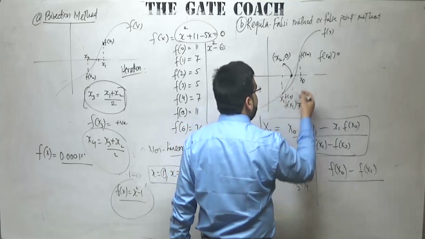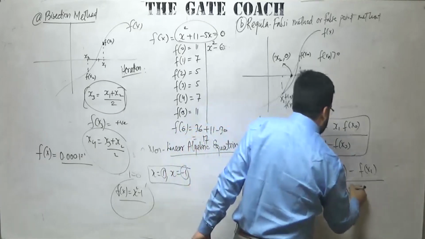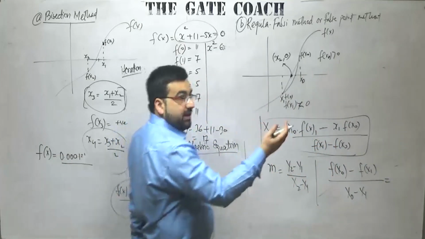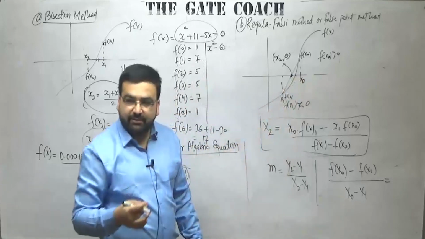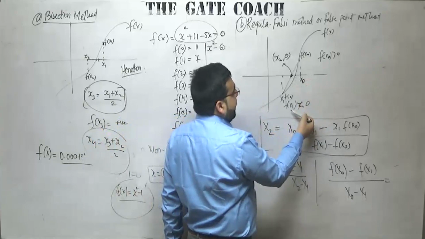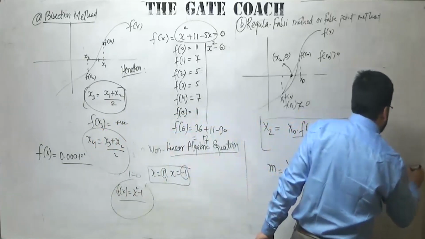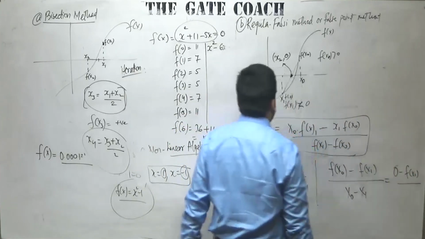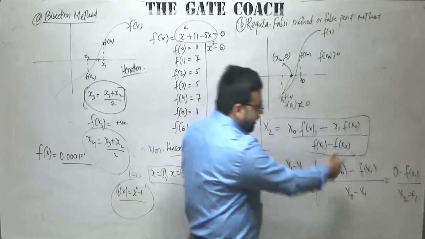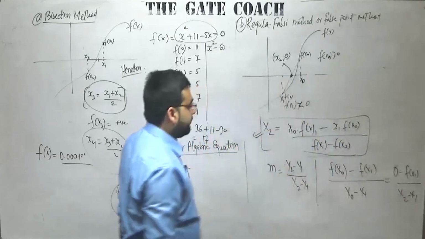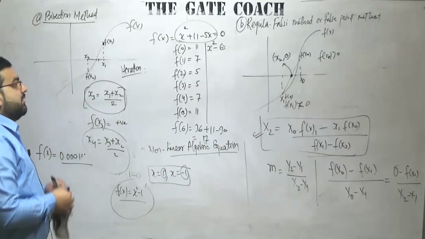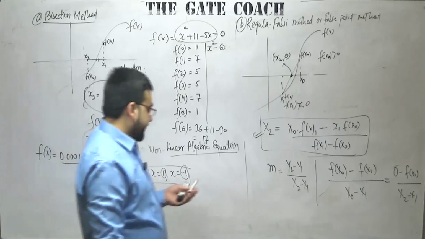Now what is this x2 minus x1? That is x0 minus x1. The same thing can be done with the help of some other line from this point to this point also. That is 0 minus f of x1 divided by x2 minus x1. You solve this thing, ultimately you will be getting this thing. So this is the false position method, or the regula falsi method.